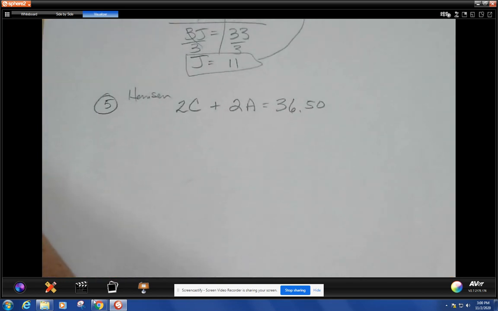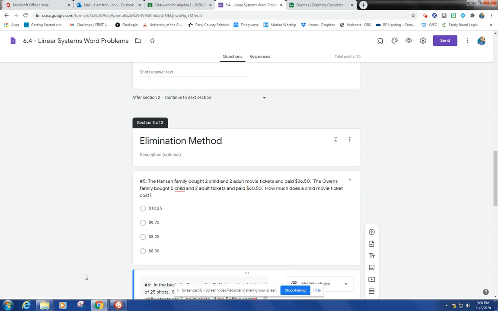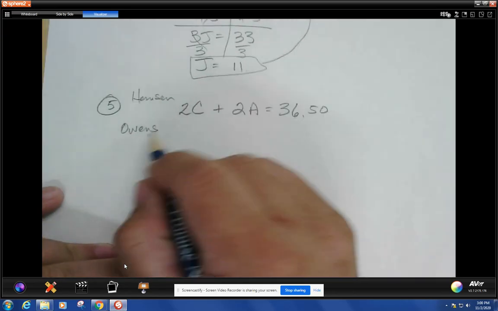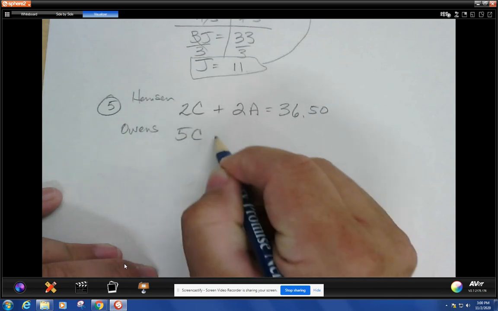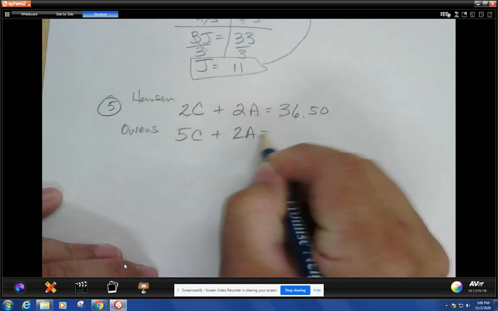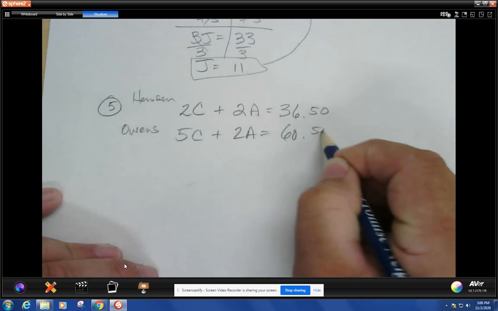So now let's look at the other family that was involved here. I think it was the Owens family. So the Owens family bought 5 child tickets and 2 adult tickets and paid $60.50. So let's use that information. 5 child, 2 adult, $60.50. So we go back over. The Owens family had 5 children plus 2 adults, and they paid $60.50.